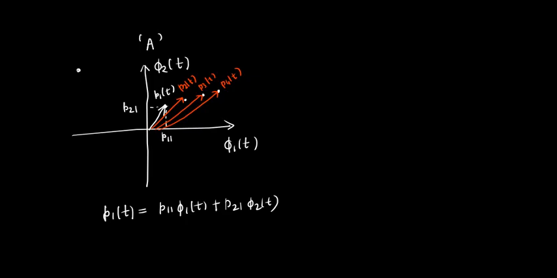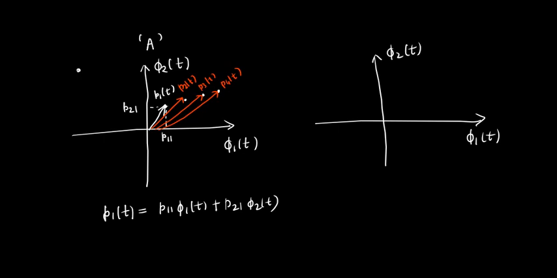Some other person can come up with 4 other waveforms which might have some other orthonormal basis. You can call it phi 1 dash t and phi 2 dash t, yes or no? And his points lie like this. Okay.